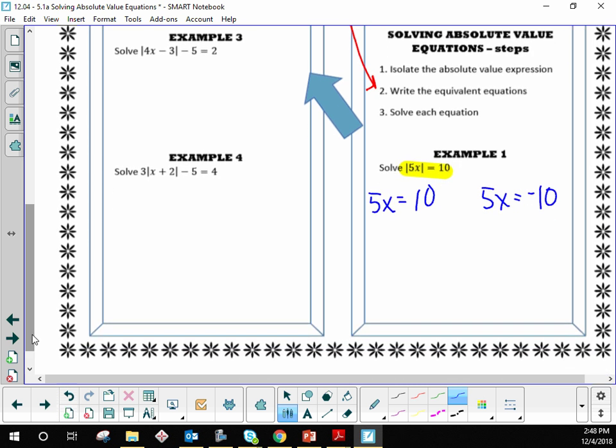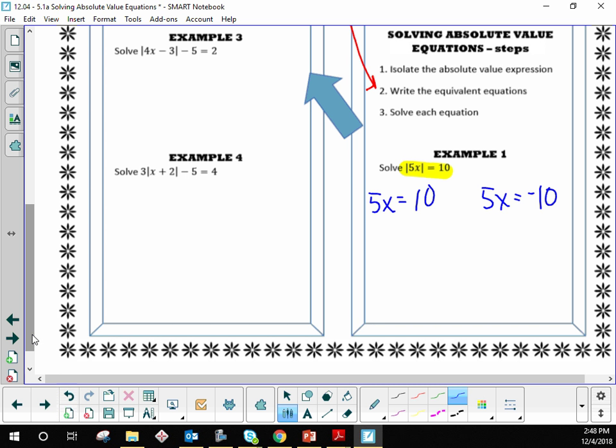What you feel like you're going to want to do, and this is one of the most common mistakes, is to take what's inside the absolute value and make it positive or negative. But that's not what's going on. Whatever's inside there can either equal positive 10 or it can equal negative 10. So you pull out what's in the absolute value, and then you set it equal to positive the constant and negative the constant. And now you can solve.